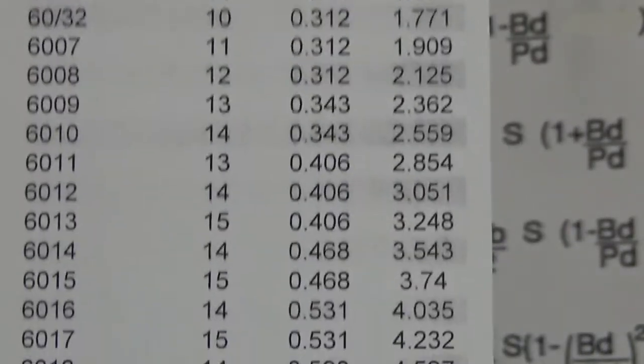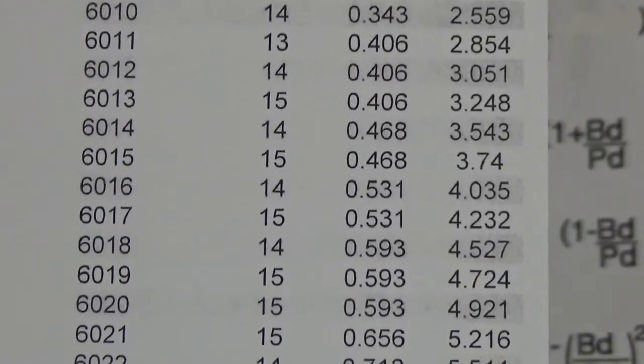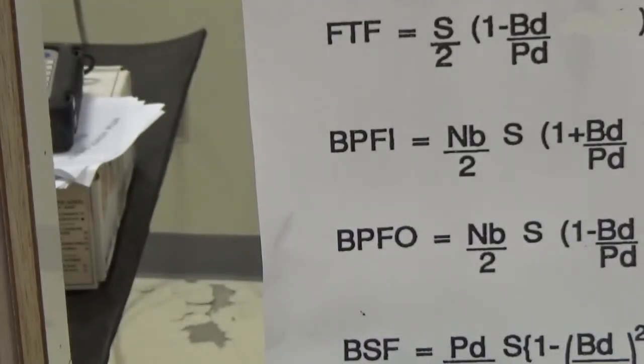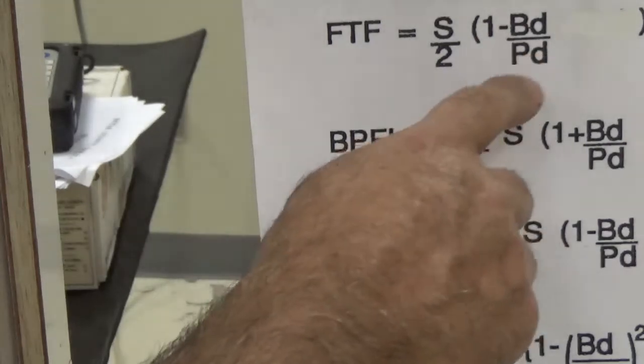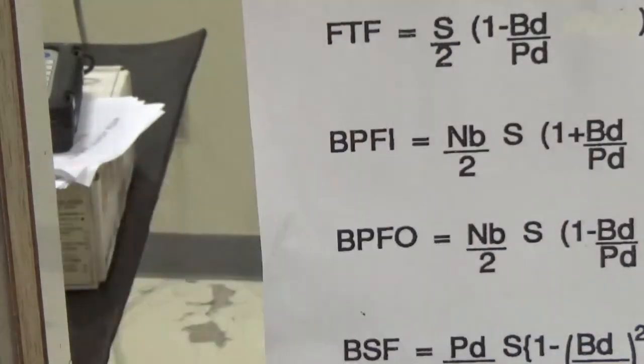Okay, so this is how you can calculate this. This is how you can find out the value for BD, PD, and then you can calculate by these formulas.